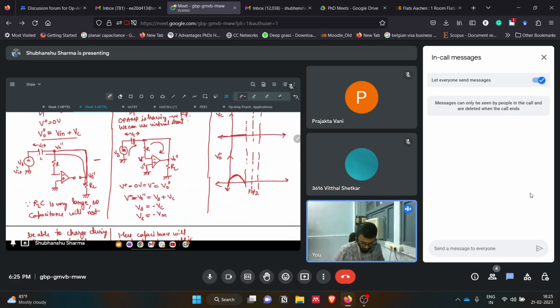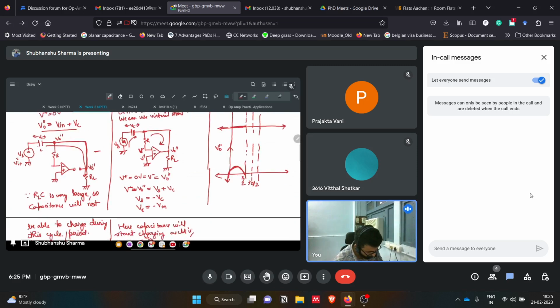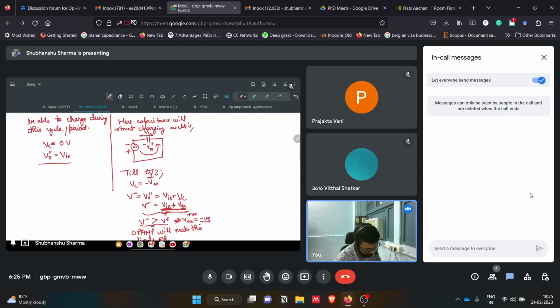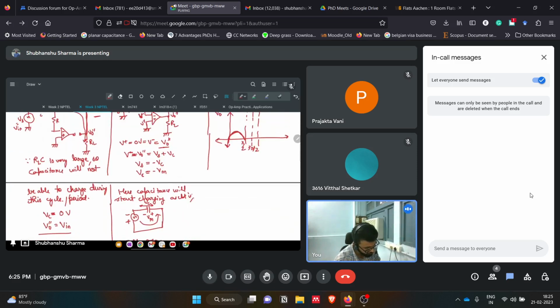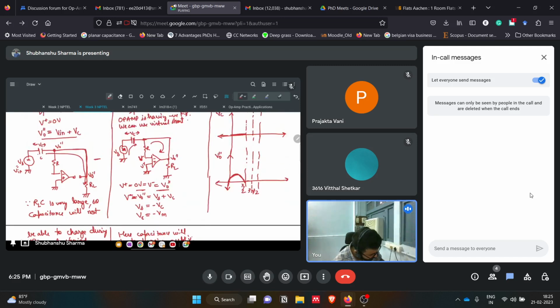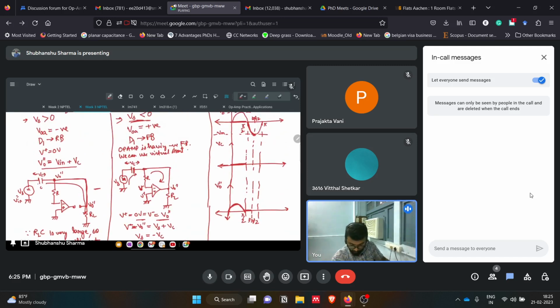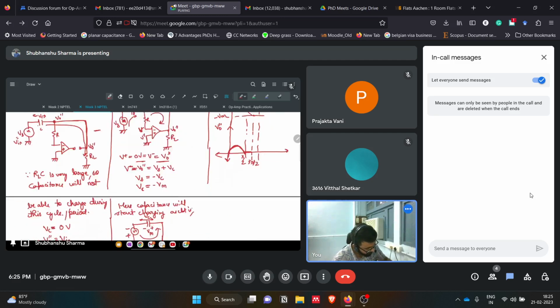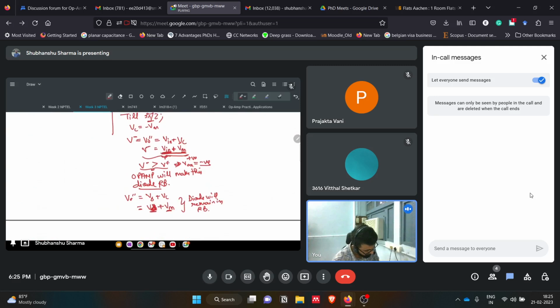So our output waveform, from pi by 2 to 3 pi by 2, what did we get? We got till 3 pi by 2, V naught to be 0 volts. So we have 0 volts. And this Vc became charged to minus Vm. This is minus Vm. Then after this V naught double prime is Vs plus Vm.